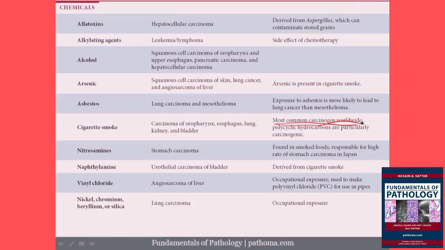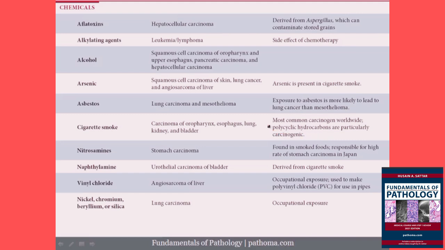1 billion people worldwide smoke. That number still shocks me, but regardless, 1 billion people worldwide, they smoke. And probably the most important carcinogen within cigarette smoke, recall that I mentioned that there are about 40 carcinogens in cigarette smoke, for example arsenic, but the most important carcinogen in cigarette smoke are polycyclic hydrocarbons. These are particularly mutagenic.